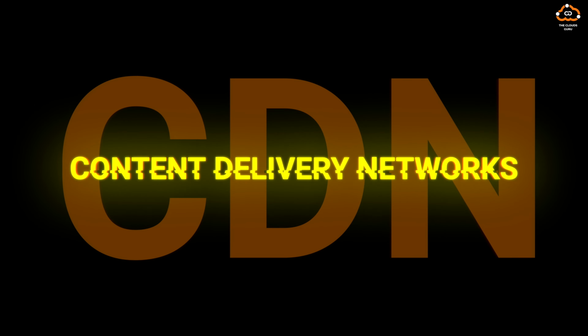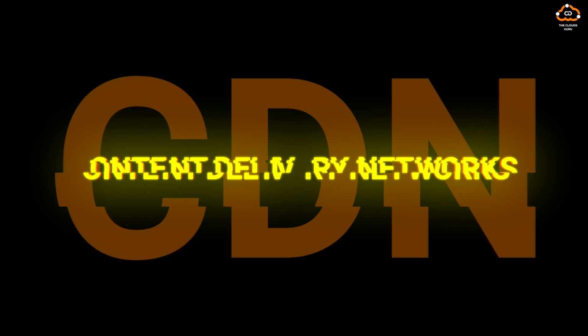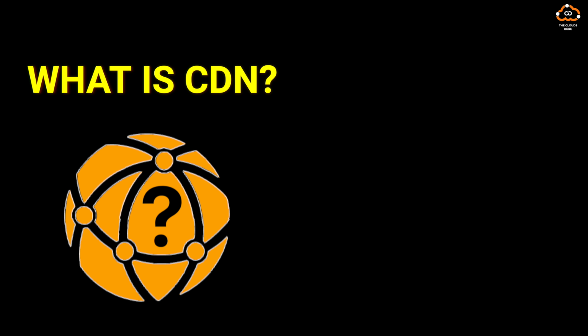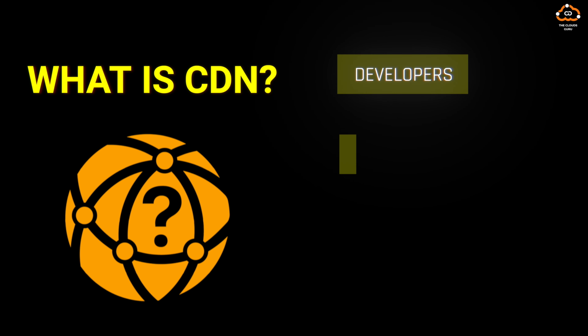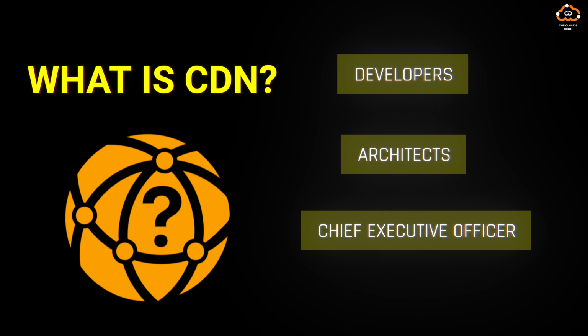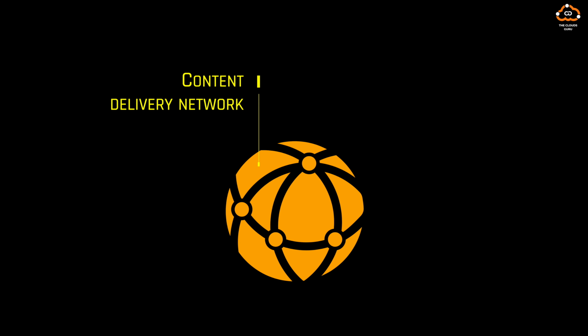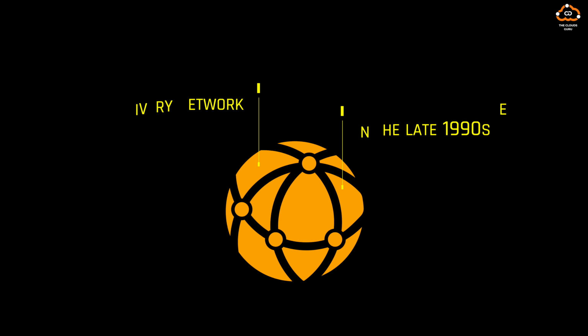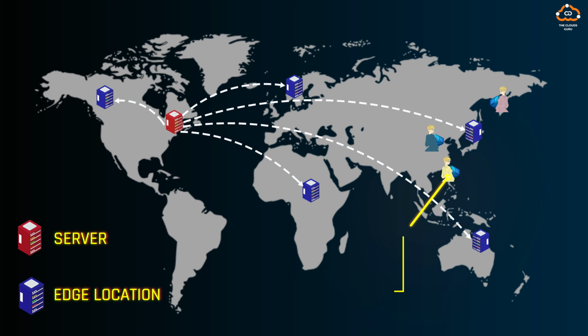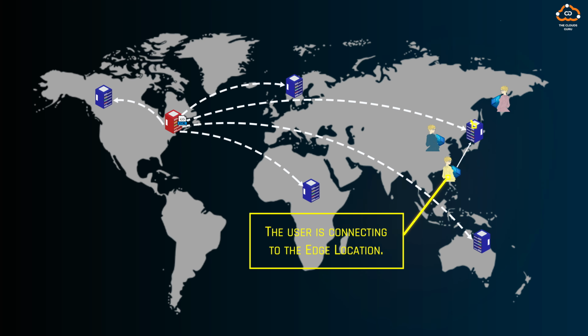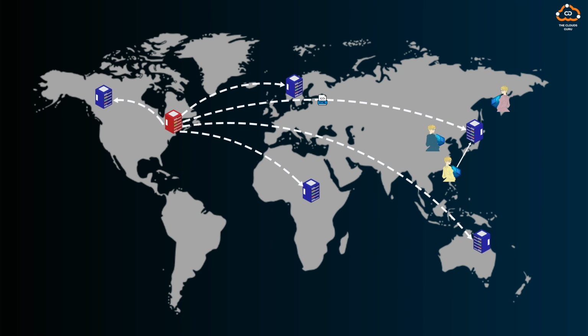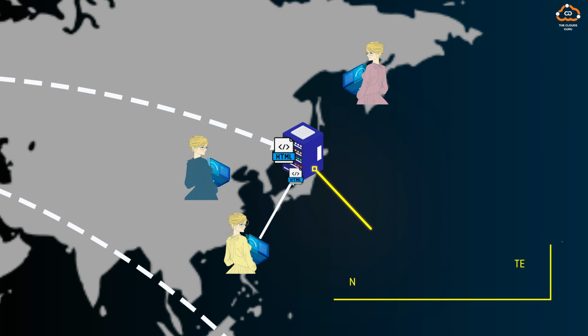Today we'll explore the world of content delivery networks, or CDN. What is a CDN? Why should developers, architects, and company CEOs all take advantage of it? Let's take a look. Content Delivery Network, for short CDN, came into existence in the late 1990s. It was initially developed to speed up the delivery of static HTML content and downloadable objects for Internet users all around the world.